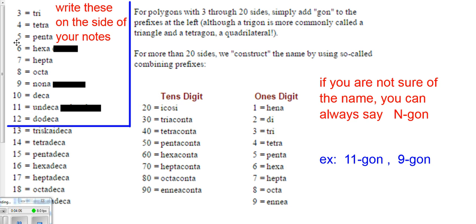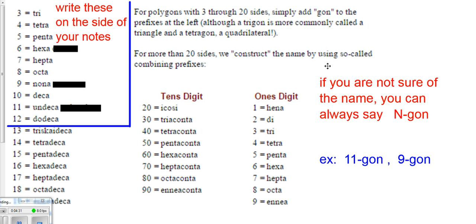So you could say 5 sides is a pentagon. 6 sides is a hexagon. 7 is a heptagon. 8 is octa. 9 is nona, so a nonagon. 10 is deca. 11 is undeca. And 12 is dodeca. You make a dodecagon. So just write these ones down off on the side.